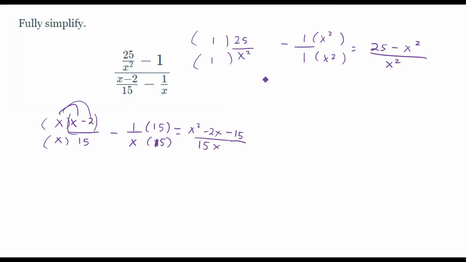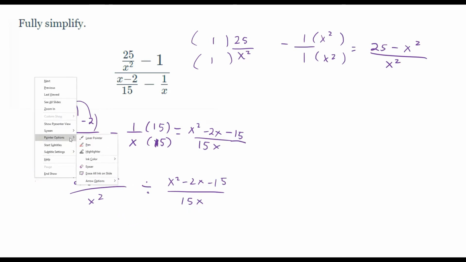Okay. So we're going to be dividing these two fractions. 25 minus x squared divided by x squared, and then we're going to divide by x squared minus 2x minus 15 divided by 15x.